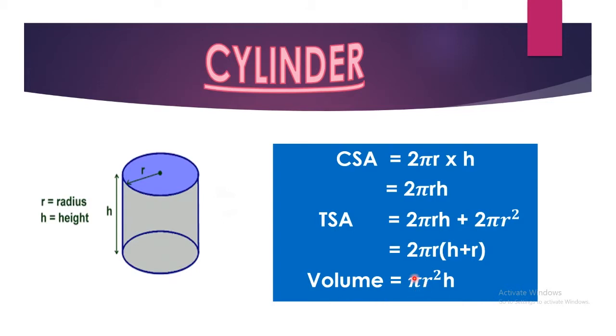Volume is base area into height. So base area is pi r square, into height: pi r square h.